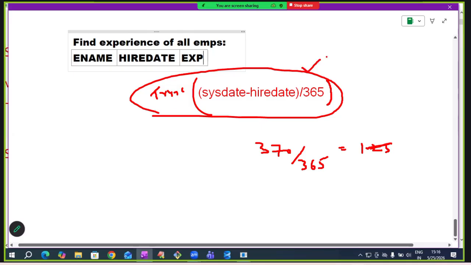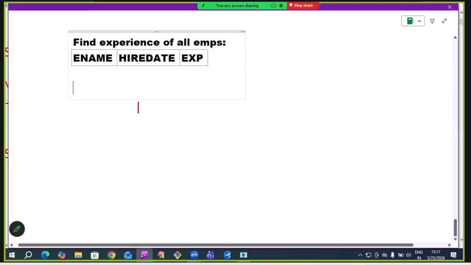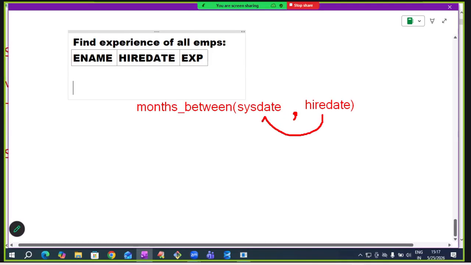This is one way. Months between also you can use. Now I want to use months between. How to use it? Months between, sys date to get today's date, and the joining date, which is in the hire date column. So from the joining date to today's date, how many months gap is there? It is giving that. If I write like this, I get experience in the form of months.